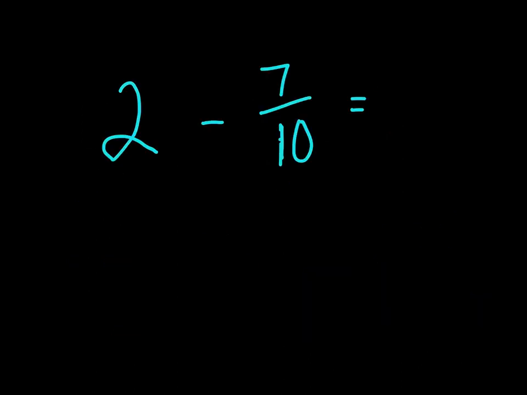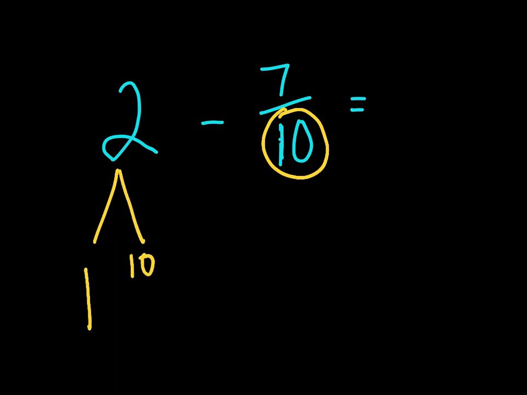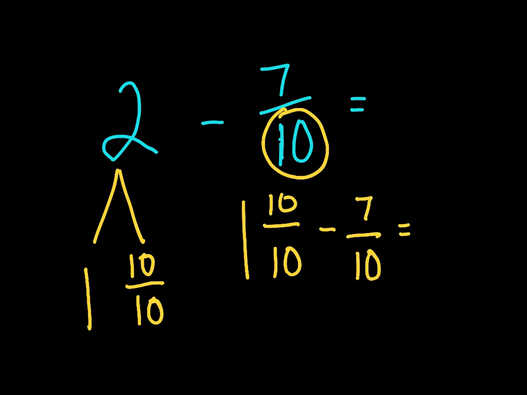All right, 2 and 7/10. We look at the denominator, and it's 10/10. So let's split this guy up into a whole here, and 10/10 to represent another whole. 1 whole plus 10/10, which is a whole, gives us 2. Now we can subtract. So 1 and 10/10 take away 7/10 is going to equal 1 whole and 3/10.